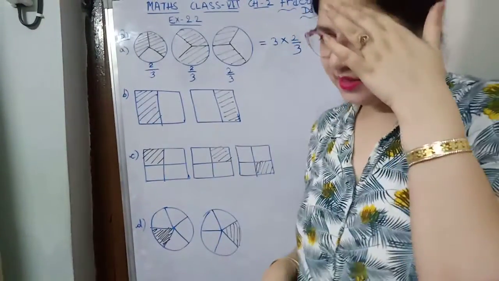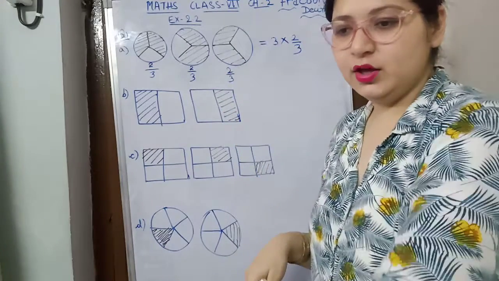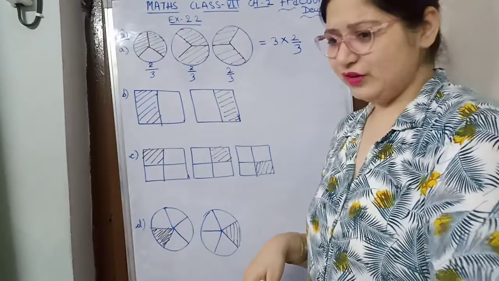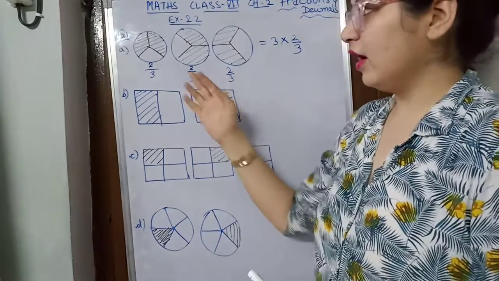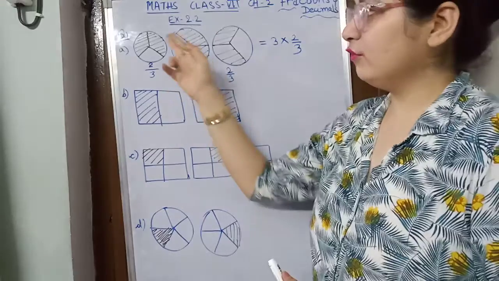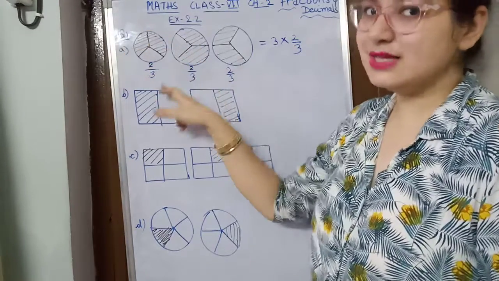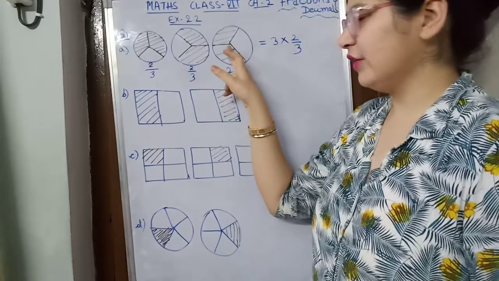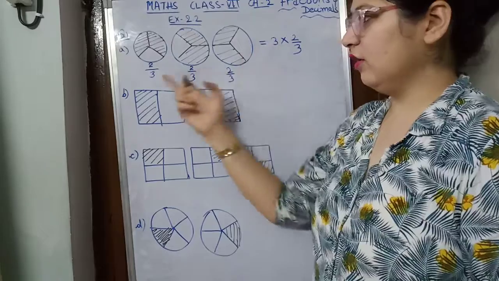In the A part they are asking to show which fraction shows the number given in A to D. We will not first write the numbers which are given in the A part. First of all we will draw the figure, and from the figure we will find out which fraction it shows. The fraction of the shaded portion is this, this, and this. How many figures are there? 3 figures, so we will multiply 3 with the fraction.